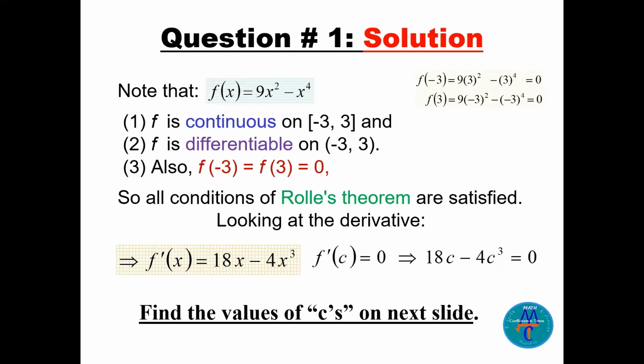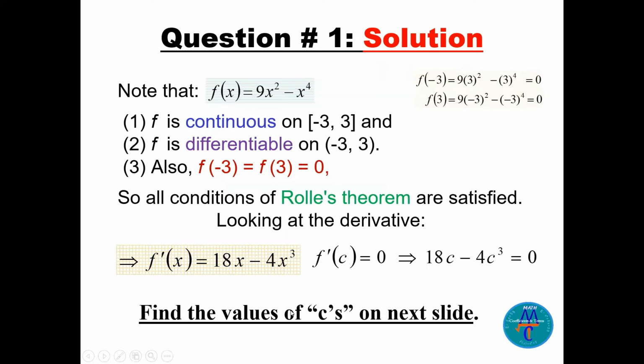f is continuous. This is a polynomial function of degree 4. So f is continuous on the closed interval minus 3 to 3 and differentiable on the open interval minus 3 to 3. We can check also f of minus 3, replace minus 3 in the function, and f of 3. Both are 0. So all conditions of Rolle's theorem are satisfied. We can find the derivative, f prime of x will be 18x minus 4x cubed. Now put f prime at c equal to 0. That will give us 18c minus 4c cubed equals 0.